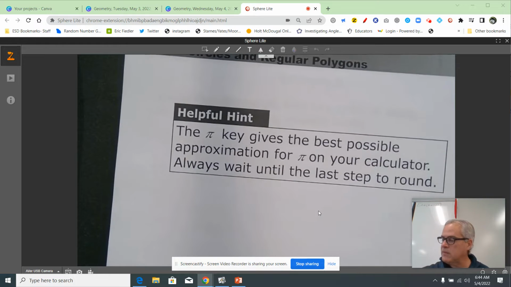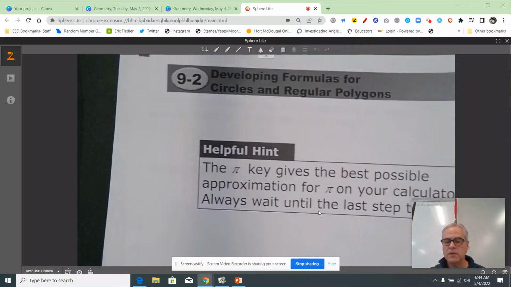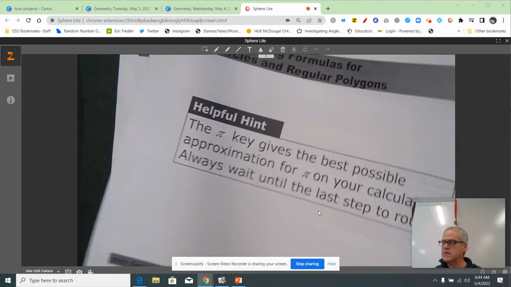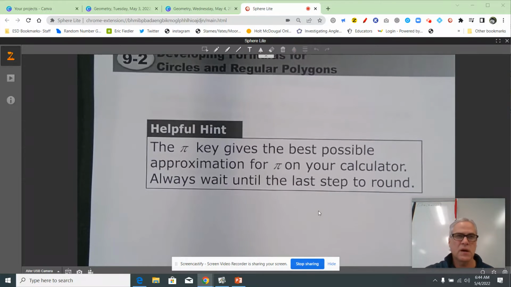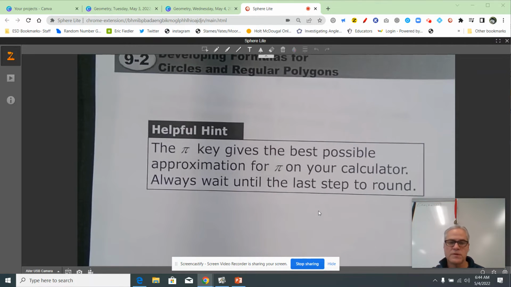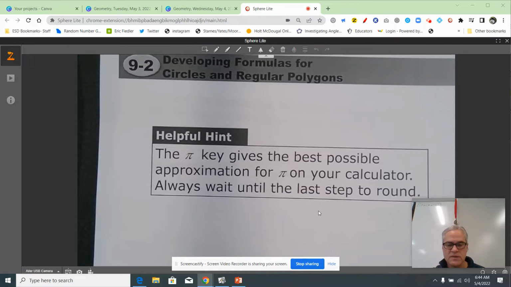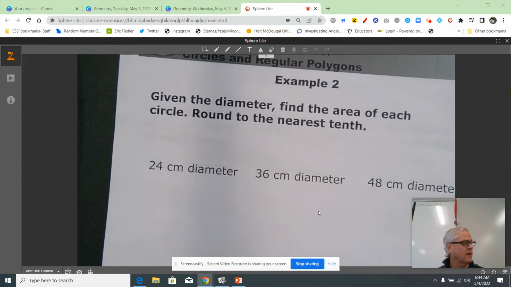I already talked about that the pi button gives you the best approximation for pi on your calculator. And it says this at the end, always wait until the last step to round. One mistake that a lot of people in geometry will make is that they round all the way through and they can't figure out why their answer is off from the book's answer. Try and round on the very last step. You can use your calculator to help you to do that.